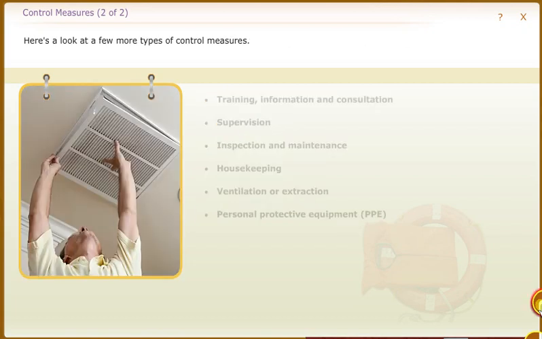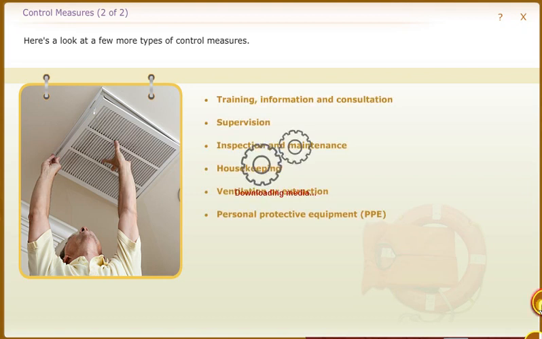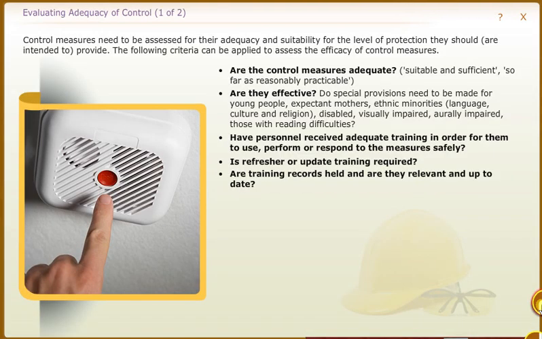Here's a look at a few more types of control measures. Control measures need to be assessed for their adequacy and suitability for the level of protection they should or are intended to provide. The following criteria can be applied to assess the efficacy of control measures. Are the control measures adequate, suitable and sufficient, so far as reasonably practicable?